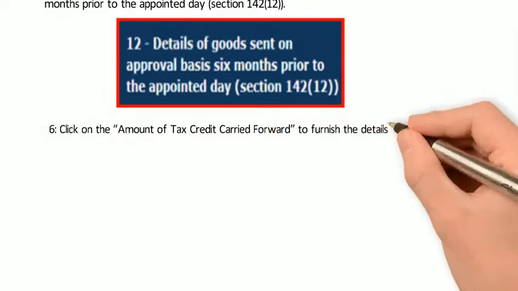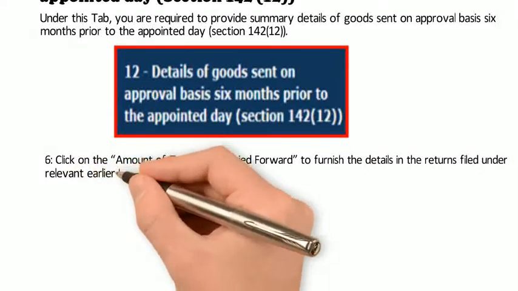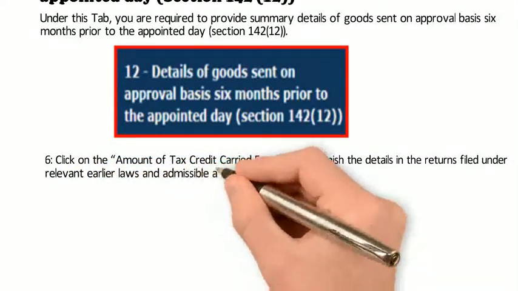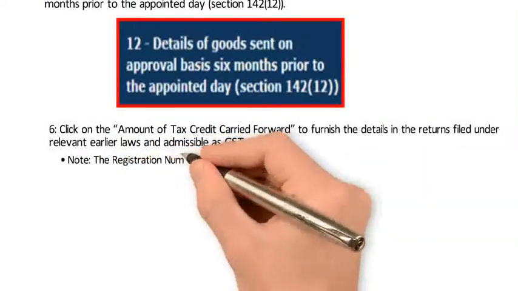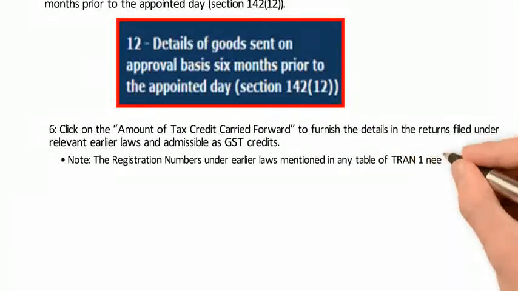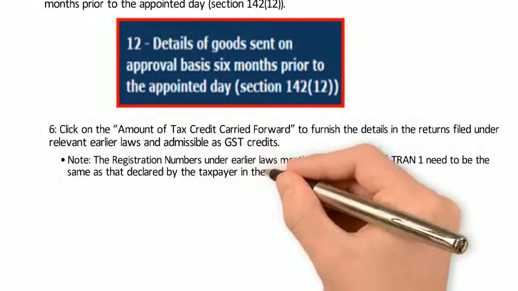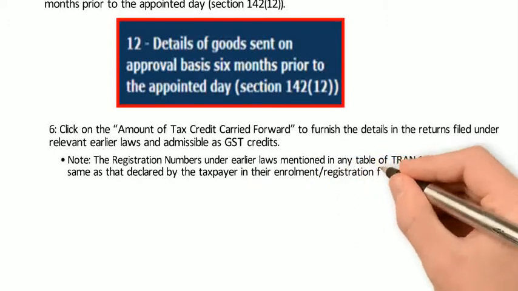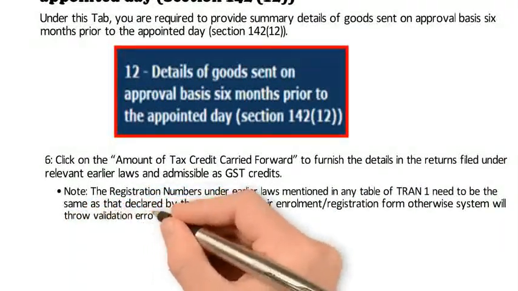6. Click on the amount of tax credit carried forward to furnish the details in the returns filed under relevant earlier laws and admissible as GST credits. Note: the registration numbers under earlier laws mentioned in any table of Tran 1 need to be the same as that declared by the taxpayer in their enrollment registration form, otherwise the system will throw a validation error.